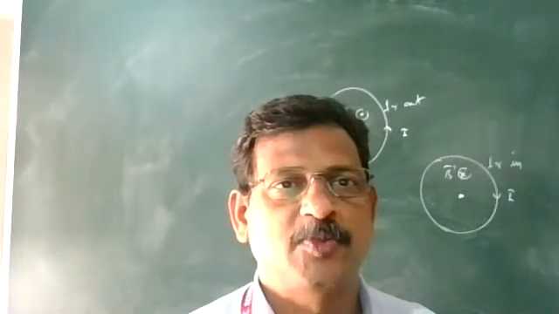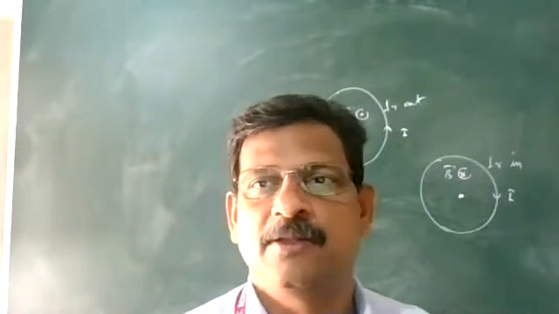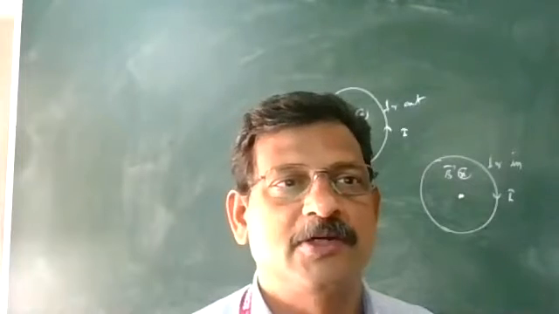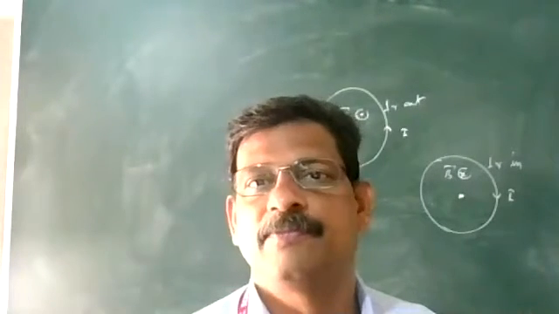Yesterday I explained that if the point P is lying in the direction of the current element, there will be no magnetic field at that point, because the dl vector and r vector are parallel.